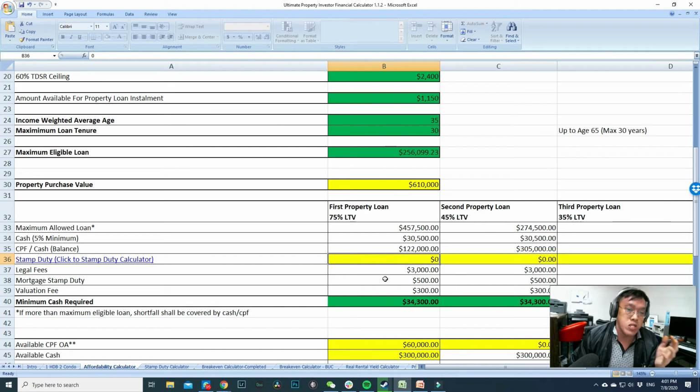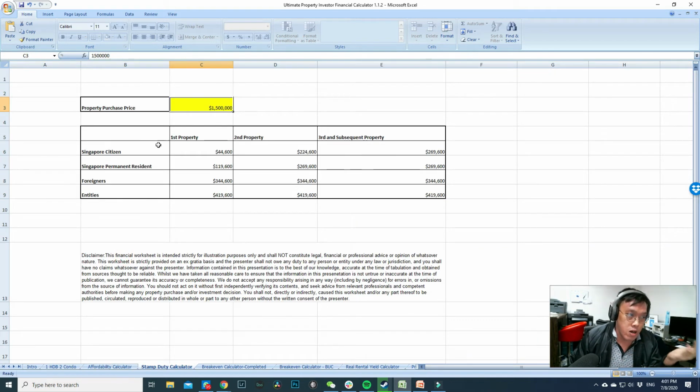Okay, these are all pre-configured. I think legal fees are pretty standard, 2 to 3 thousand. Mortgage stamp duty is thereabout, so you don't have to change that. What you need to change is the stamp duty. Different property value of course affects your stamp duty. So you can click on the link, then go to the stamp duty calculator that I have as well.